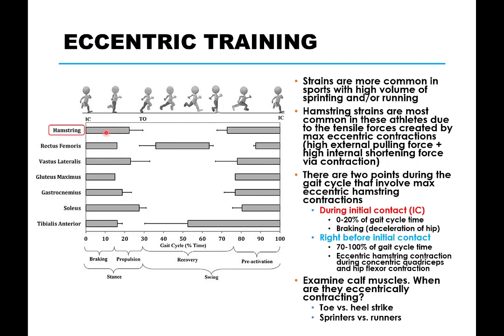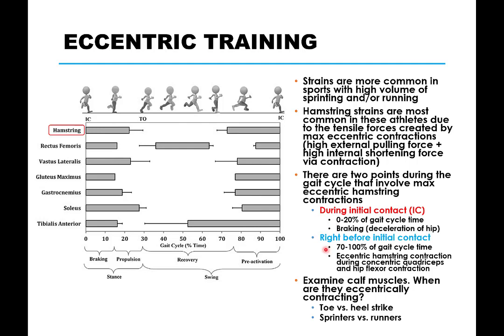Now, the figure on the left shows when the hamstrings are most active or tense during the sprint or running gait cycle. As you can see, it is during the initial contact with the floor and also right before the initial contact when the leg swings forward rapidly. During initial contact, which is about 0 to 20% of the gait cycle time, there is rapid braking, or in other words, rapid deceleration of the hips. To rapidly decelerate the hips, there is a rapid maximal eccentric contraction of the hamstrings, which again involves a high external pulling force and an opposing maximal contractile force.